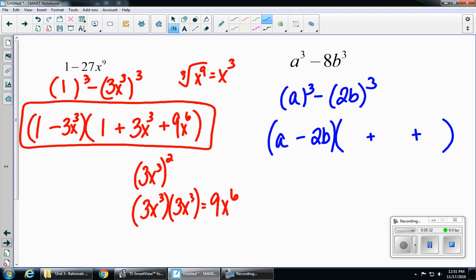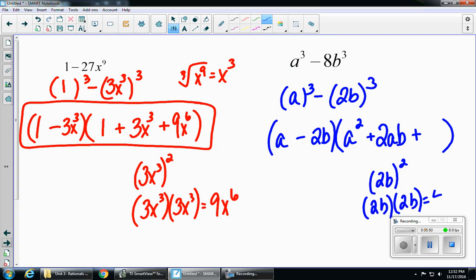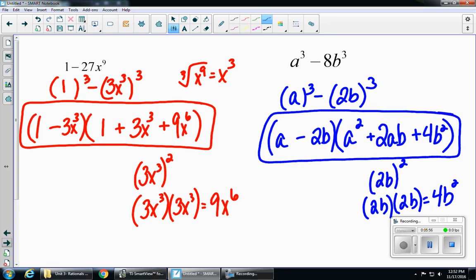Now I'm going to use square, multiply, square. So a squared is my first term. A times 2b gives me 2ab as my second term. And now I need to do 2b squared, which remember, if you have to do it on the side, that's fine. This will give you 4b squared as the last piece of your trinomial. So that's how you factor the sum and difference of perfect cubes.